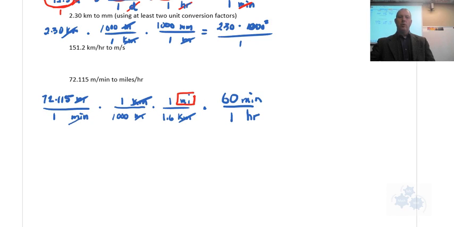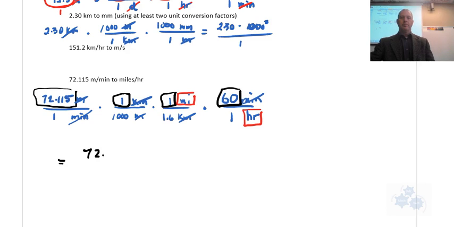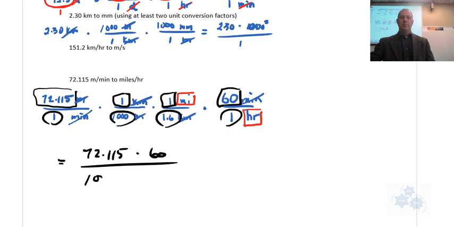So look, I can reach all the way over here at the other end of the multiplication, and I can scratch out those minutes now. So now if I were to stop and multiply everything on the top and divide it by the multiplication of everything on the bottom, I would have miles per hour. Awesome, hey? Isn't that awesome? Okay, so now 72.115 times 1 times 1 times 60 divided by 1 times 1,000 times 1.6 times 1. We're going to end up with miles per hour.